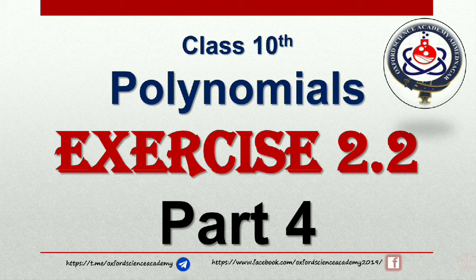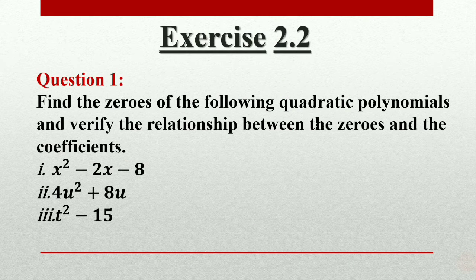In this video, we will start exercise 2.2. So in this question number 1 is find the zeros of the following quadratic polynomials and verify the relationship between the zeros and the coefficient. In this, first example is x square minus 2x minus 8. Second one is 4u square plus 8u and third one is t square minus 15.